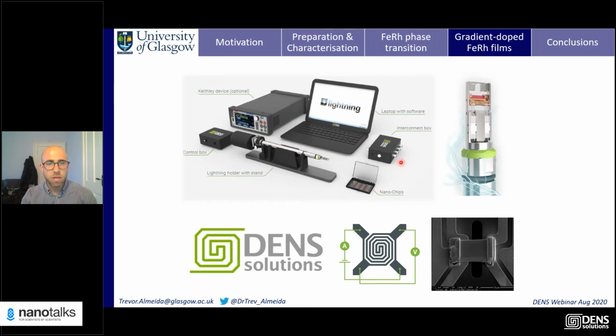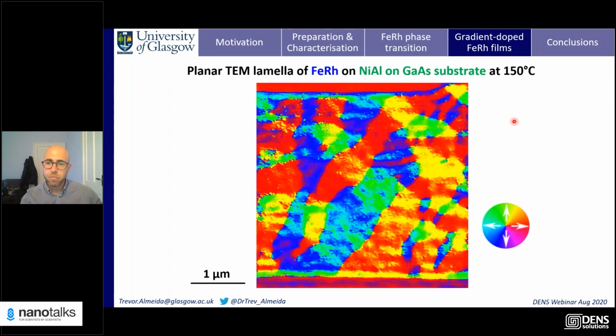And to do this, we use the lightning rod, because we can apply heating, which essentially promotes the transition in iron rhodium, but then we can also apply current pulses through the sample to try and essentially use spin injection to move the phase boundary as well. So the samples were transferred onto the lightning chips across the biasing lines, and then we can apply current pulses using the dense holder. So this is a planar view of the iron rhodium, heated up to 150 degrees, so it's in a fully ferromagnetic state.